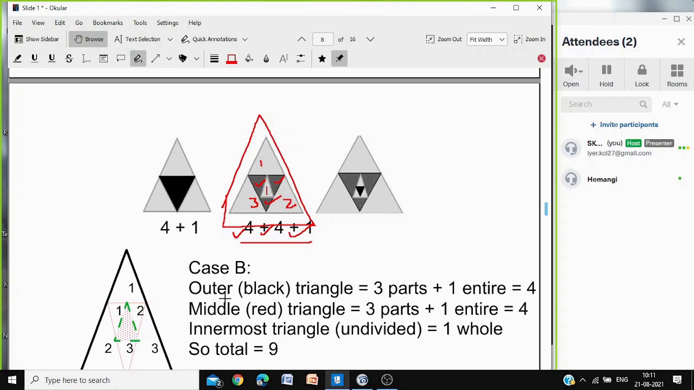So outer black triangle, here I have written black triangle, white triangle. In the actual exam the color won't be there. So outer black triangle is 3 and 1, 4. The middle red triangle is 3 and 1, 4. And the innermost triangle which is undivided is 1. So total 9. 4 plus 4 plus 1.